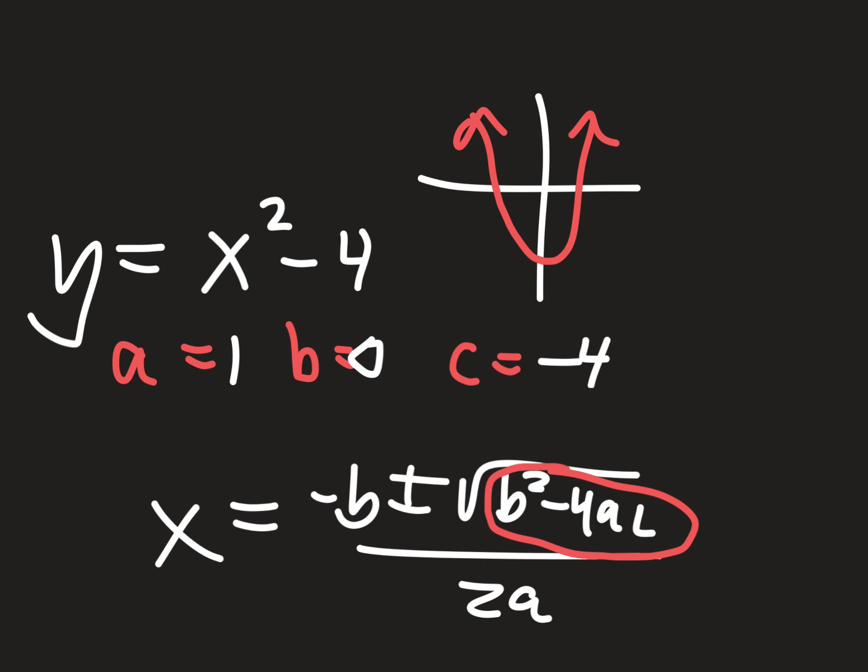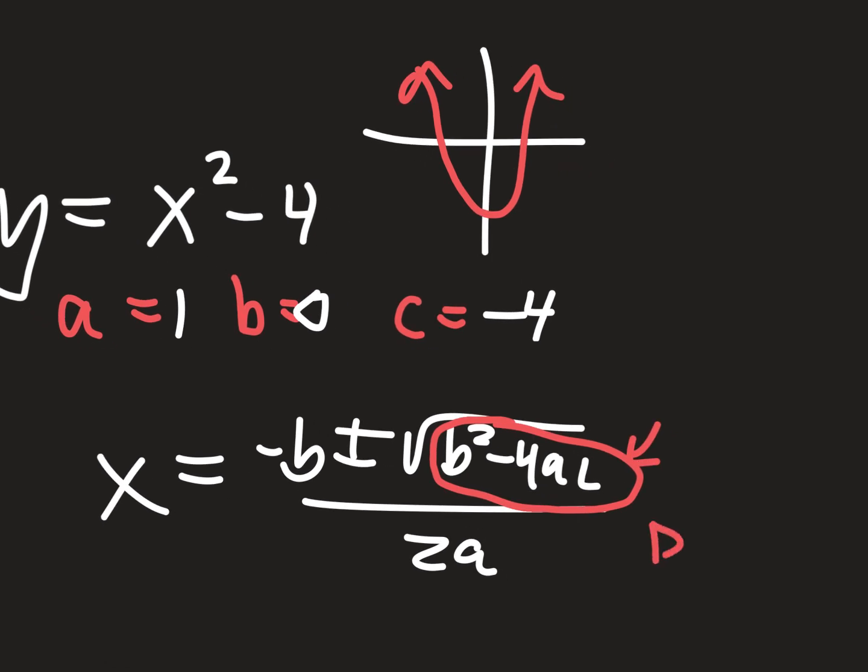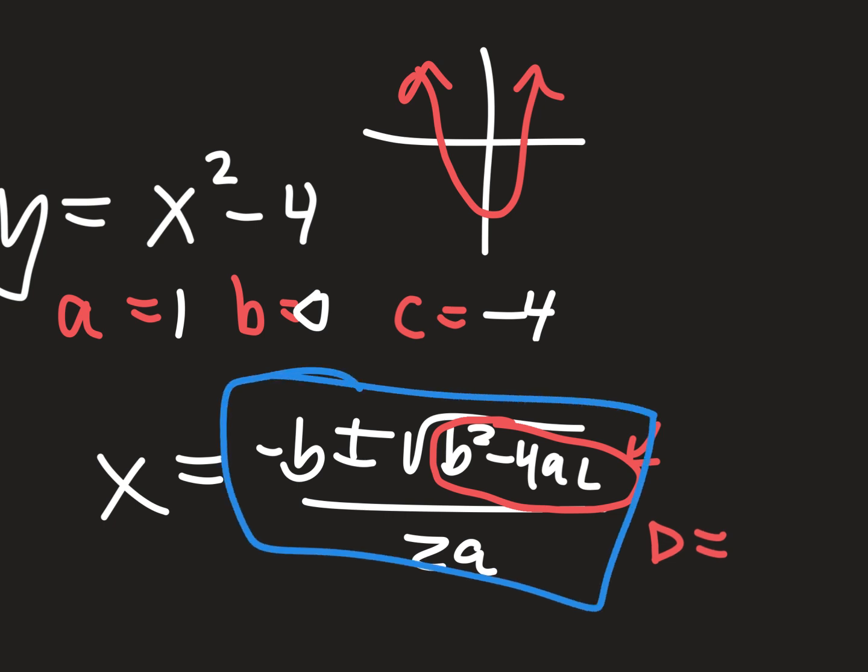Take a second, figure out this part, that's called the discriminant, and write d equals for that. And then when you're done with that, just finish up the whole quadratic formula, and then you'll have found the 2 x-intercepts.